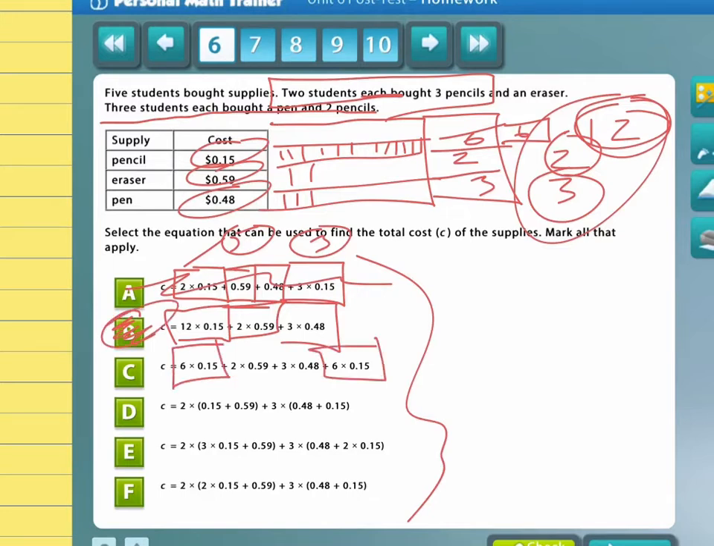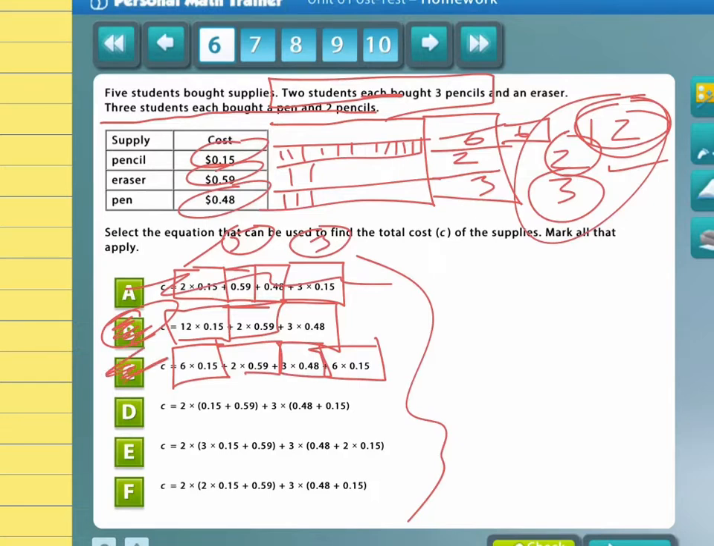So again, look at the table. We need 12 pencils. Look at C. C has 6 pencils, 6 times 15, and 6 pencils, 6 times 15, so that's 12. We have 2 erasers, which is what we need right there, and we have 3 pens, what we need there. So C looks like it's also correct.